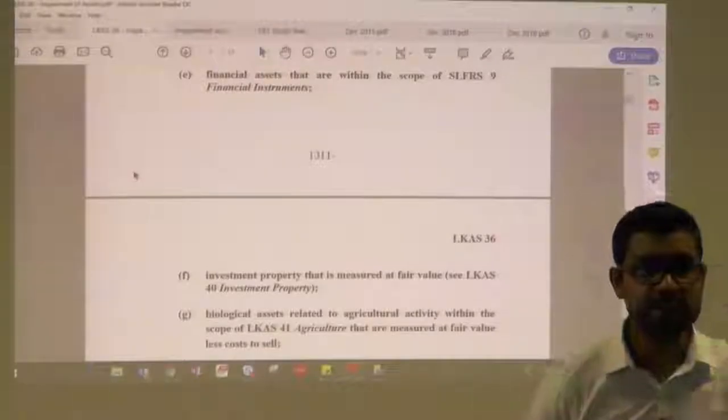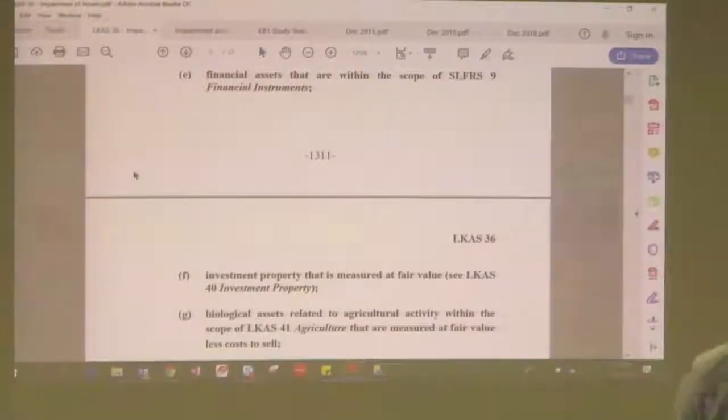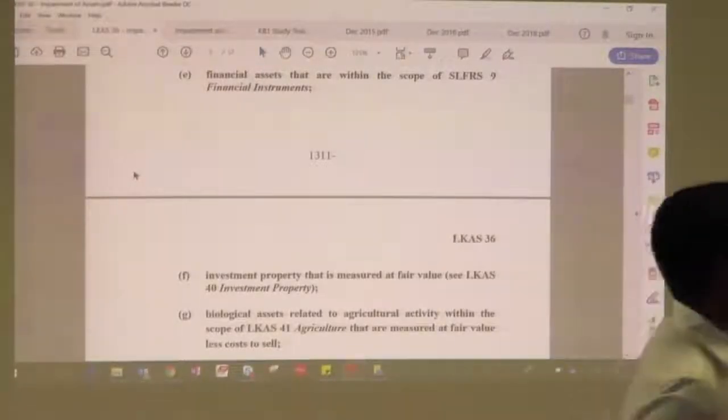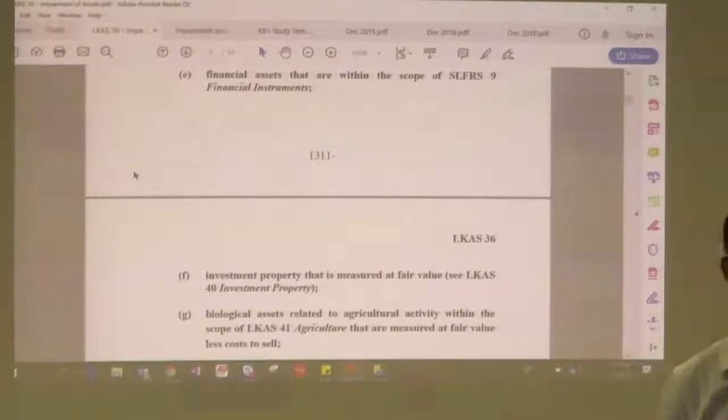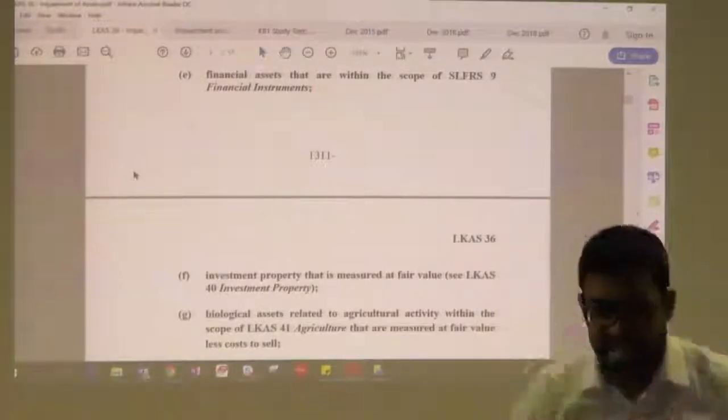If a particular standard has not talked about impairment, then where is that standard covered? LKAS 36. All these standards talk about their own impairment in the relevant accounting standard. Therefore, we will consider only the remaining things in this standard.